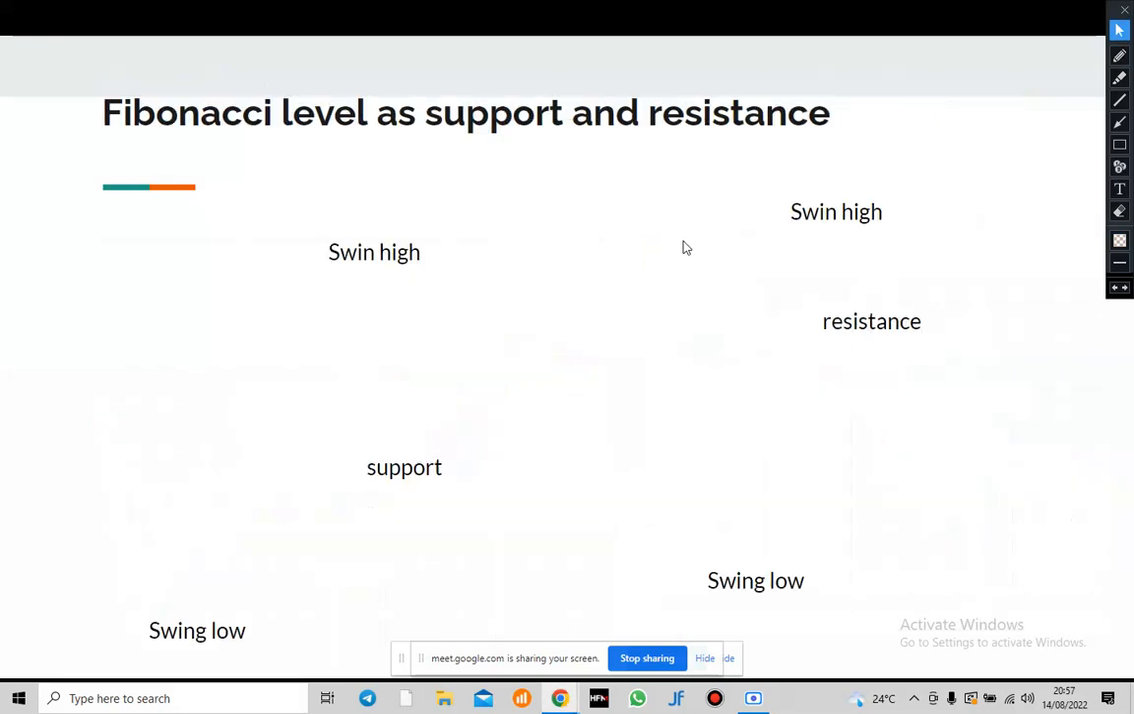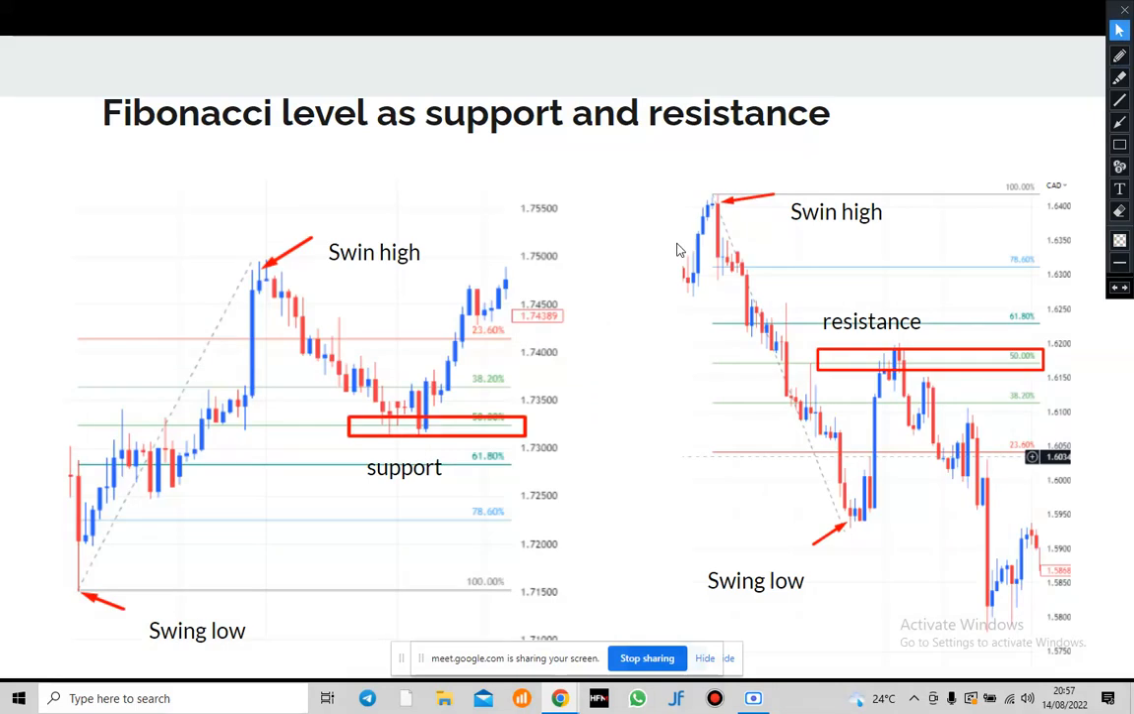The next thing is the Fibonacci level. The Fibonacci level can act as support and resistance, started from 0, 23, 38, 50, 61, and the 75, or 78. All these are Fibonacci or psychology Fibonacci levels. They can also act as support and resistance. How do you trade support and resistance? Don't worry, I'm going to show you in the chart how to trade support and resistance using the Fibonacci.